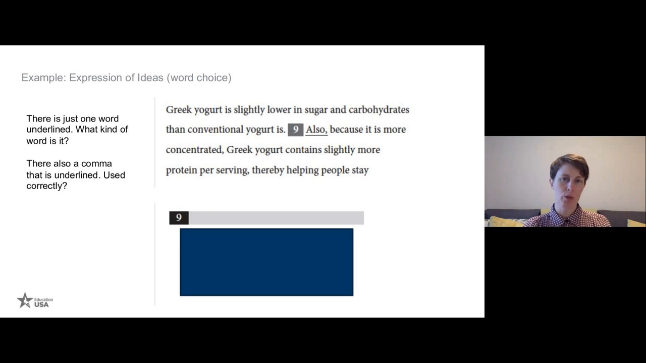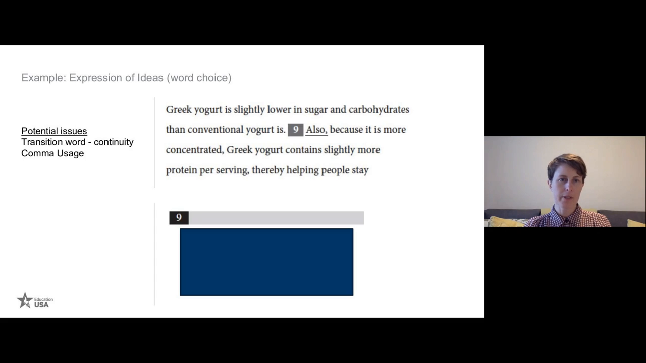This is something you will get tested on often in the writing and language section. Yes, Marina, ding, ding, ding. Andre, you're correct. Transition word, right? Fabulous. Yes, you guys are nailing it. Good job. So this is a transition word.